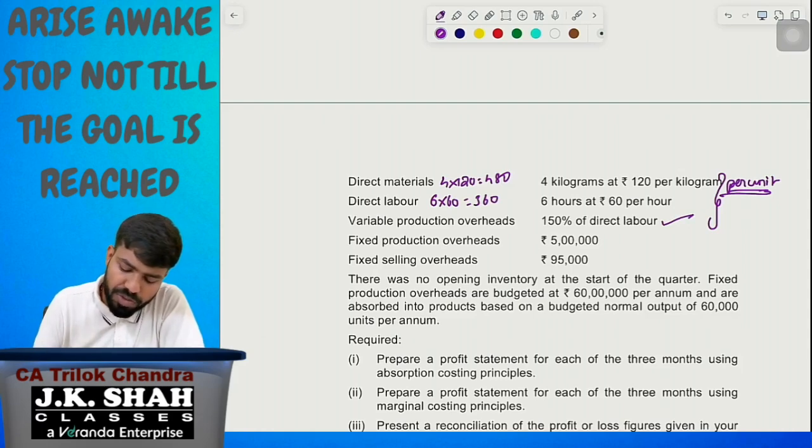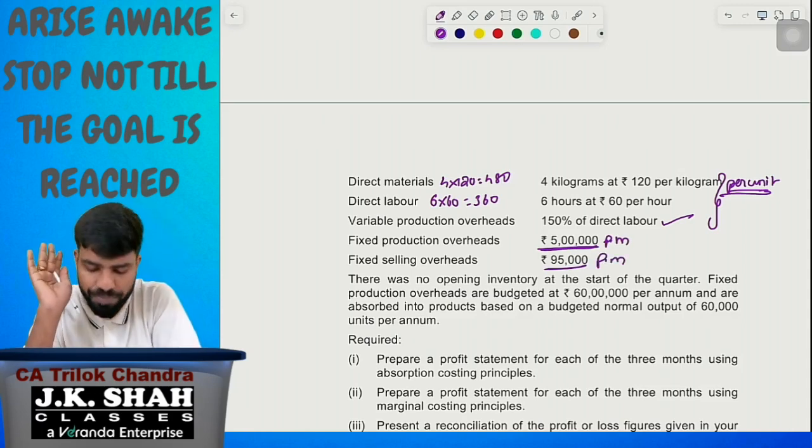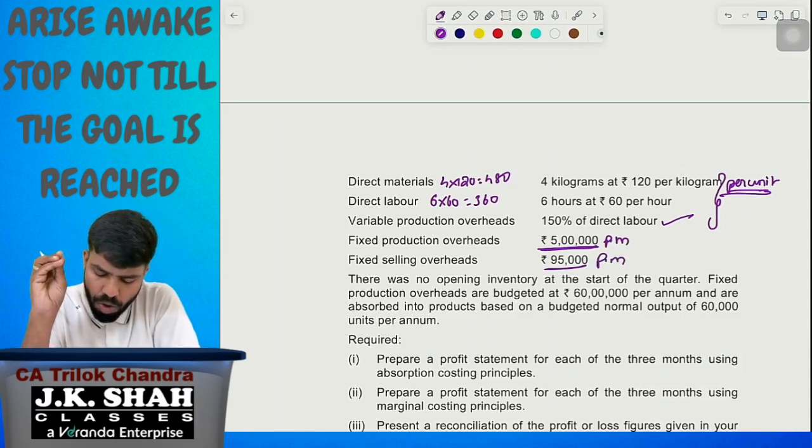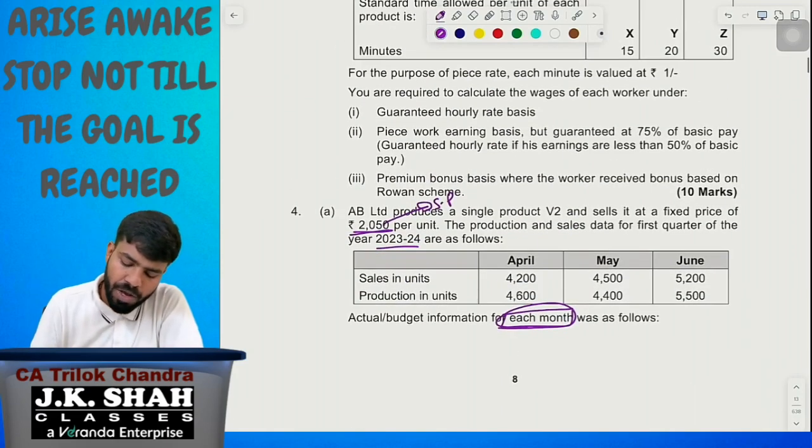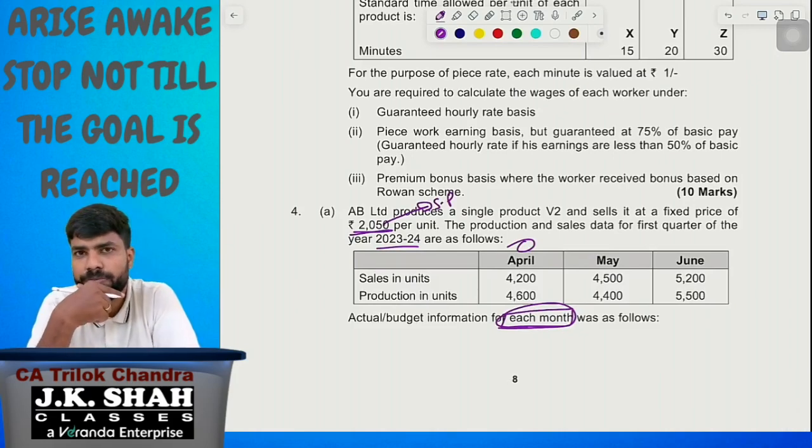Fixed production overhead in total is 5 lakh rupees per month. Fixed selling overhead is 95,000 per month. Okay, this is the information given. Next, there was no opening inventory at the start of the quarter. Super. At the start of the quarter, opening stock is 0. That means for the month of April, opening stock is 0.